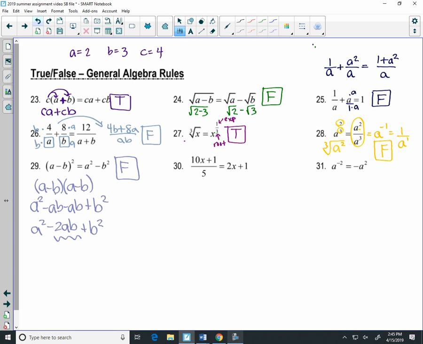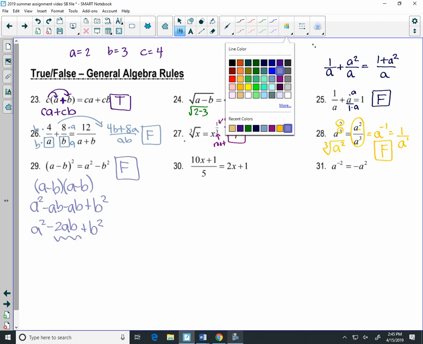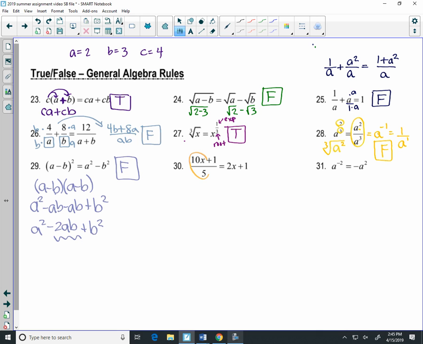30 is going to take a little algebra here. So for number 30, we can absolutely do this division. We can break this guy up. But if we're going to break it up, we need to break it up into 2 fractions. So it would be 10x over 5 plus 1 over 5. That would be 2x as the first term, but the second term would be 1/5, not 1. So that guy is false as well.